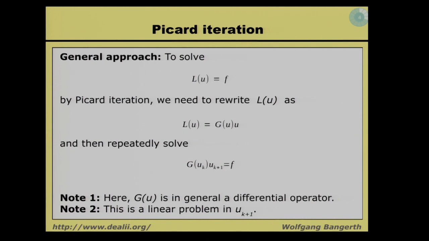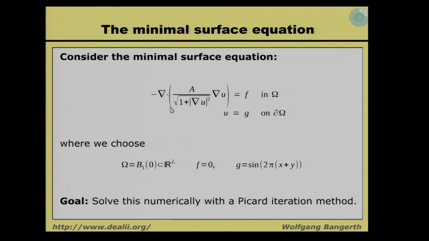So Picard's iteration basically starts from the following idea. If I want to solve L(u) equals f, then I would like to rewrite this nonlinear operator, L(u). You can think of this here as L(u). It is an operator that takes a function u, in this case in H1, and maps it to something that is in H minus 1. So it is something that takes a function u and returns something else.